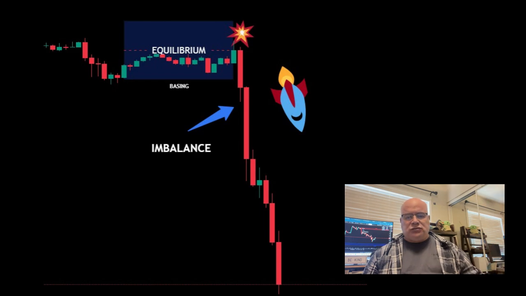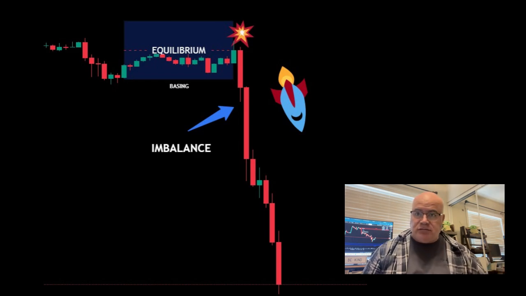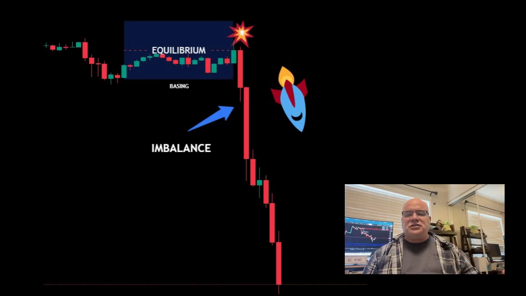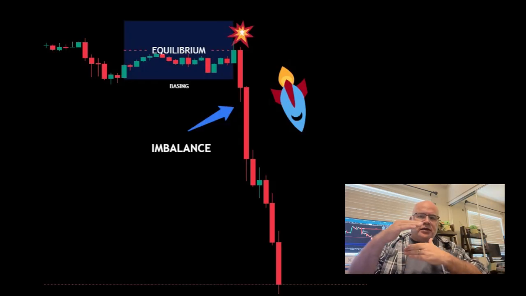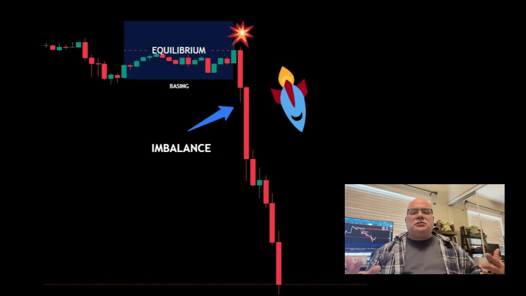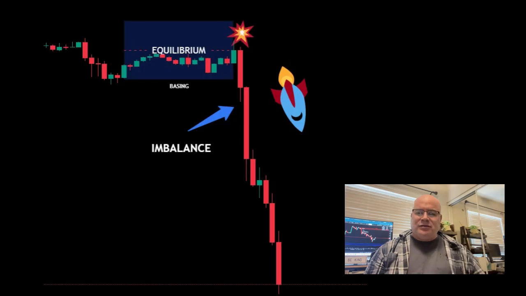Every valid zone is going to have a two-phase cycle. The first is what we call the equilibrium, or the basing. Keep that in mind. You're going to hear me refer to basing back and forth a lot. This is a narrow, tight range where buyers and sellers are temporarily in harmony. Now, if buyers and sellers are in harmony, they're not making money, so you know that ain't going to last long. This is where the big players are quietly accumulating positions without tipping the scales yet.